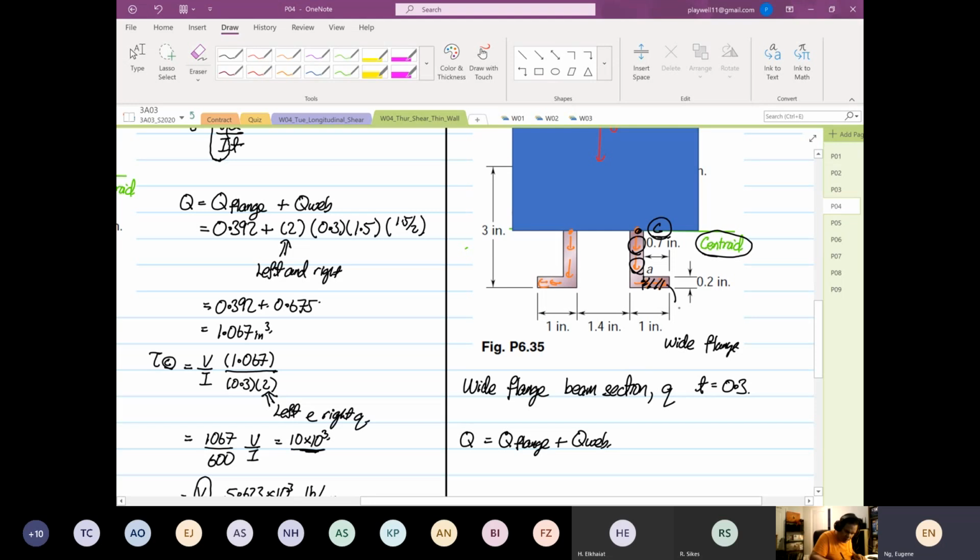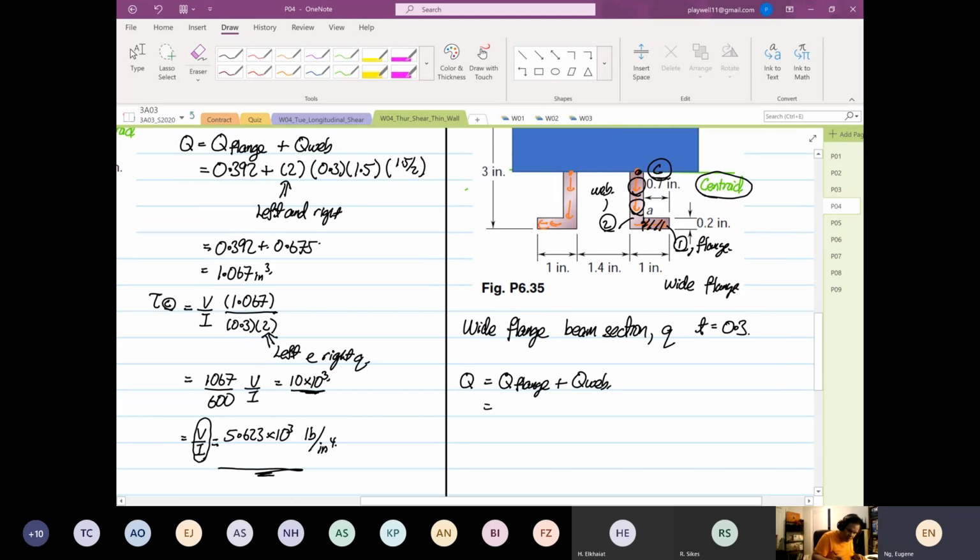So this is section number 1, this is section number 2. Section number 1 is my flange, and there is my web. So Q flange: the width will be 1 minus 0.3, the depth is 0.2. So this will be equal to 1.5 or 3 divided by 2 minus 0.2 divided by 2.